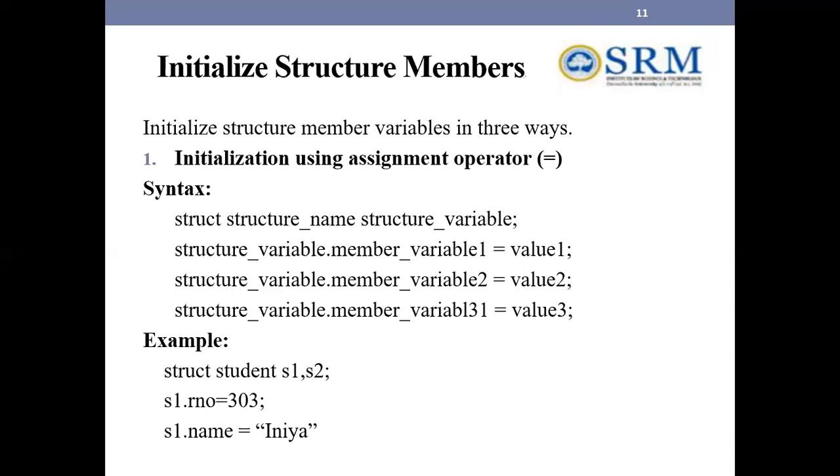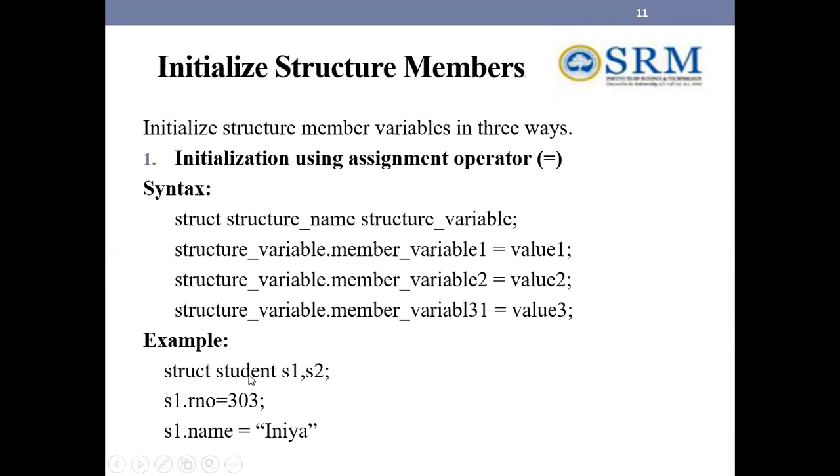Now, initializing structure members. We can initialize structure member variables in three ways. First, by using the assignment operator, equal. Struct name, structure variable. Structure variable dot member variable 1 is equal to value 1. Structure variable dot member variable 2 equal to value 2. Structure variable dot member variable 3 equal to value 3.